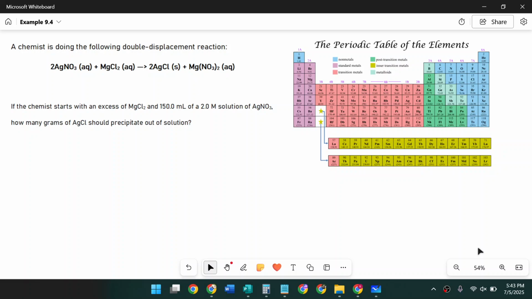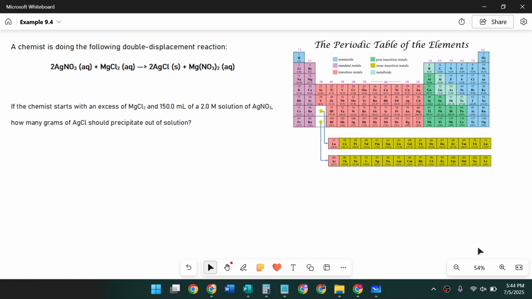This is example 9.4 from Discovering Design with Chemistry. A chemist is doing the following double displacement reaction. They've given us the equation. They've told us what kind of equation it is. Doesn't really matter right now as long as we can read the equation.